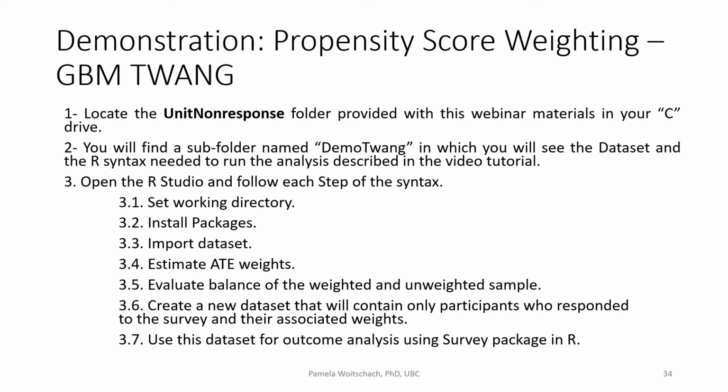You are going to evaluate the balance of the weighted and unweighted sample. Then you are going to create a new data set that will contain only the participants who responded to the survey and their associated weights for non-response. And you are going to use this data set for outcome analysis using the survey package in R. Don't worry if all these steps sound a little bit confusing, because you are going to have a video that explains each of them.